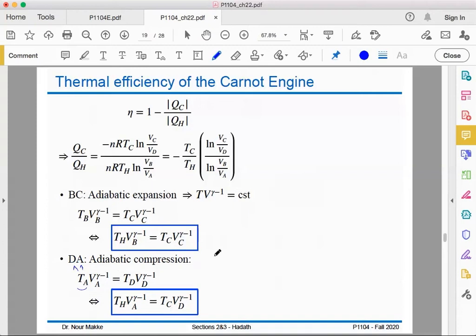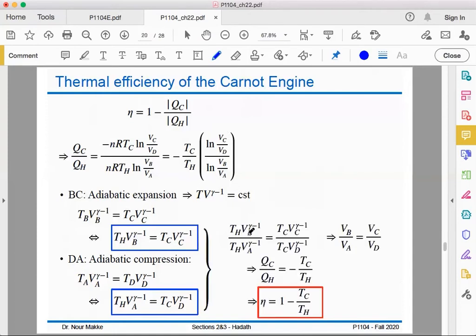And now what we need, basically, is we need the ratio between these two. So we can actually, or yeah, let's do it. So we can take out the TH, let's take the ratio between these two. That means we have to divide TH VB^(gamma-1) over TH VA^(gamma-1). That is equal to TC VC^(gamma-1) over TC VD^(gamma-1).